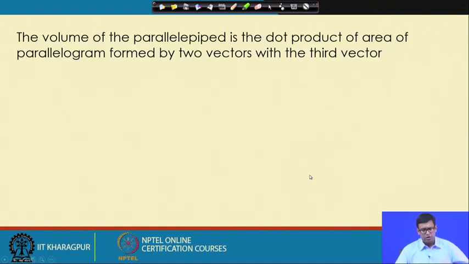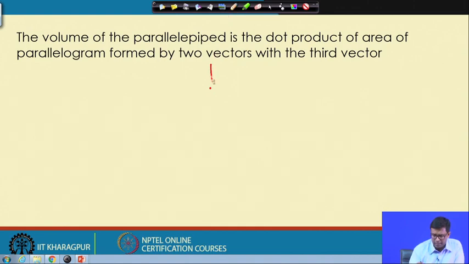Now, the volume is the dot product of the area of the parallelogram formed by two vectors with the third vector. From a simple example we can see this. If these are my axes x, y, z, I have an area formed by two vectors a and b, and I take a third vector which has some component in the z direction. The volume will be this area and its dot product, and this shape will look something like this.